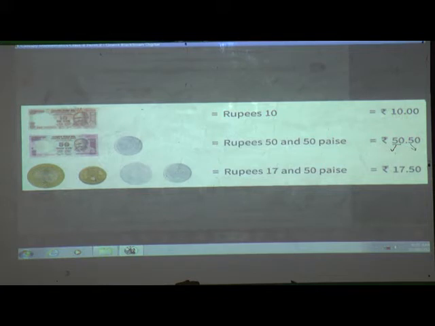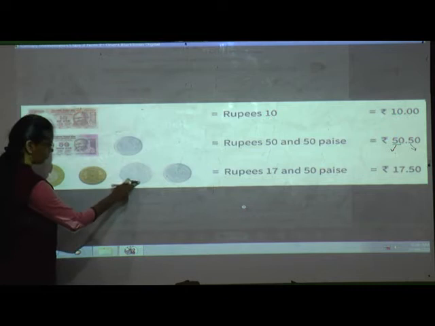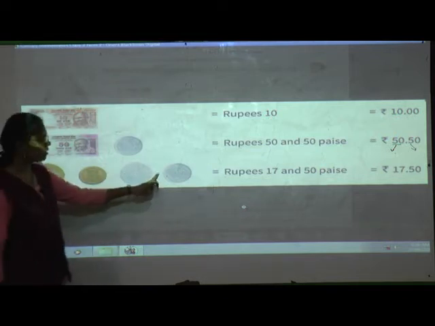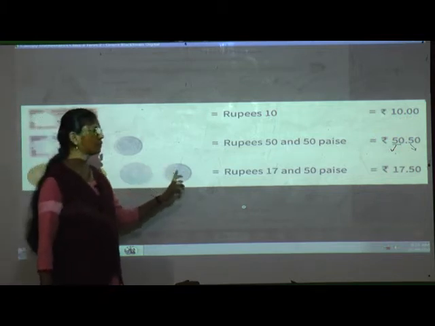Second coin, it is a coin of 5 rupees. Third one, it is a coin of 2 rupees, and fifth one, it is a coin of 50 paise. Okay, so here 3 coins you can see. These 3 coins are of rupees, and here one coin is there of 50 paise.